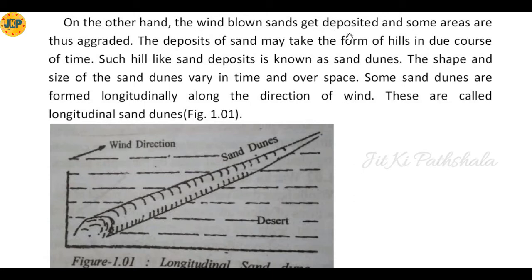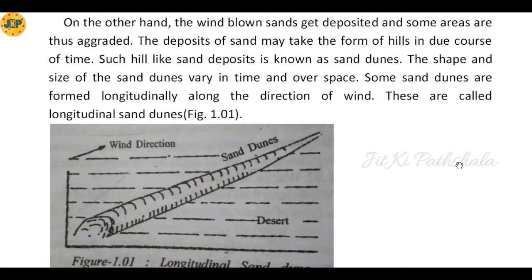On the other hand, the wind-blown sands get deposited and some areas are thus aggraded. Aggraded generally means raised up. So because of deflation, when sand is carried from one place to another and deposited in that new place, the area of the new place is generally raised up. The deposits of sand may take the form of hills in due course of time. Such hill-like sand deposits are known as sand dunes. So you should remember what a sand dune is.